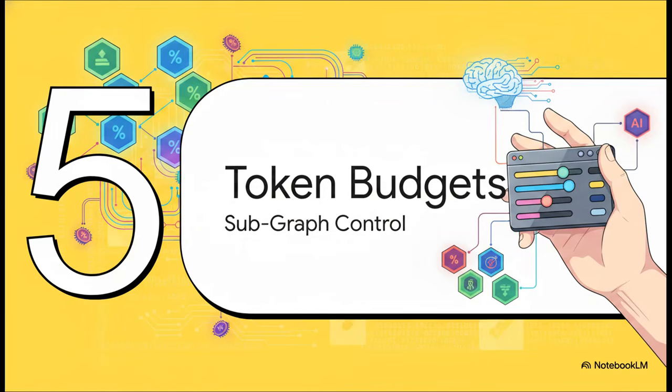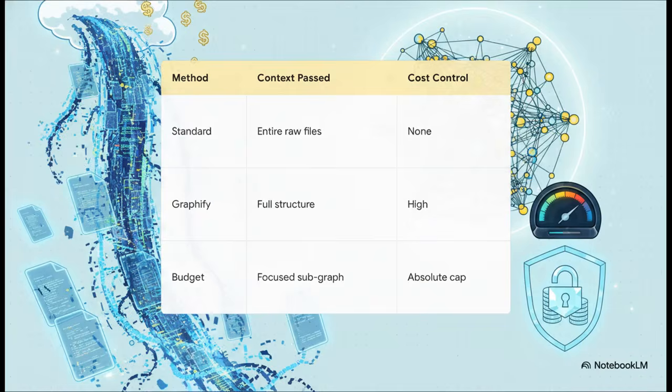Section 5, token budgets and subgraph control. Now, even with those massive token savings, you still want absolute control. Standard file reads, zero cost control. If your file is huge, well, you're paying for the whole thing. Querying the entire default graph structure is definitely better, but Graphify takes it to the next level. By passing a simple --budget flag during a subgraph query, you dictate an absolute cap on tokens. You're literally telling the tool exactly how much context to extract, giving you absolutely flawless cost control.